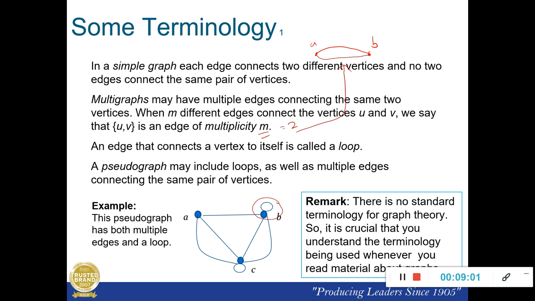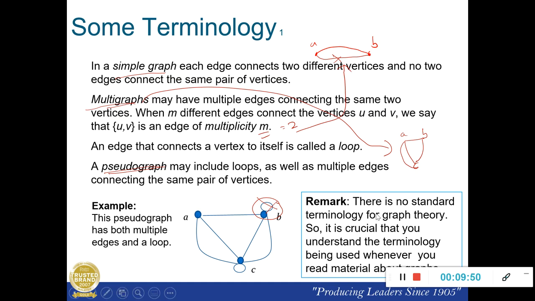A pseudograph may include loops as well as multiple edges connecting the same pair of vertices. So you have from A to C, you have 1, 2 edges, and a loop. This is called a pseudograph. If you don't have a loop, we just call it a multigraph. A, B, C. So this is an example of a multigraph, without a loop. Once you have a loop and multiple edges, you have a pseudograph. Both of these are not simple anymore. A simple graph only has one edge, A to B.